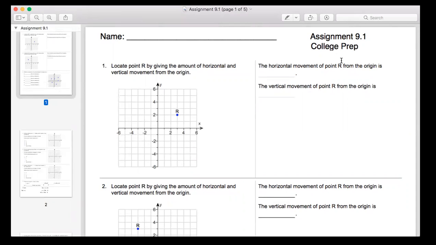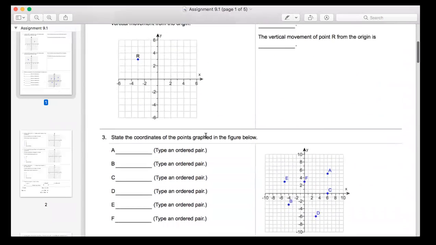Now, the assignment that you have for today, you have two things. One is this assignment 9.1, and this has all the assignments you're going to do. Horizontal and vertical movement. Horizontal is along the x-axis. Vertical is along the y-axis. So in this case, horizontal 3, vertical 2. You're just stating where your x and your y are, using some different wording.